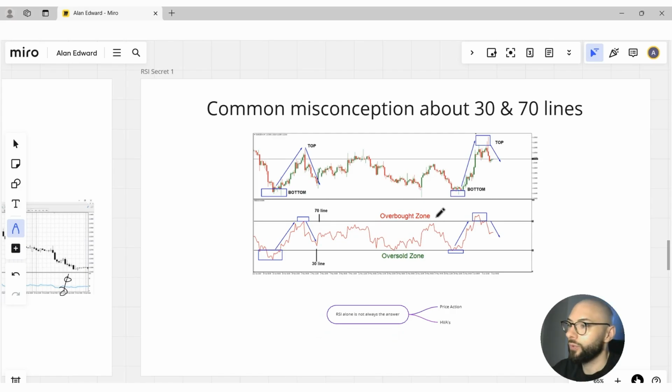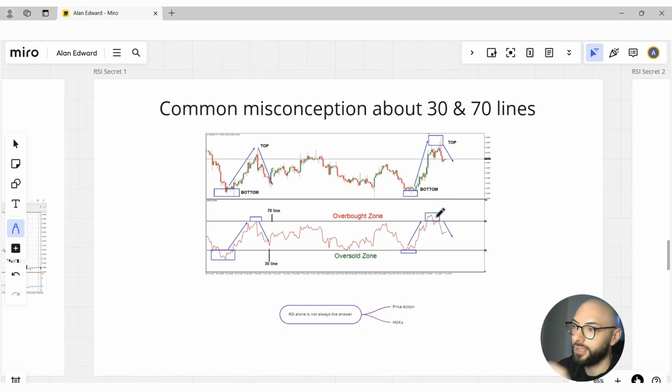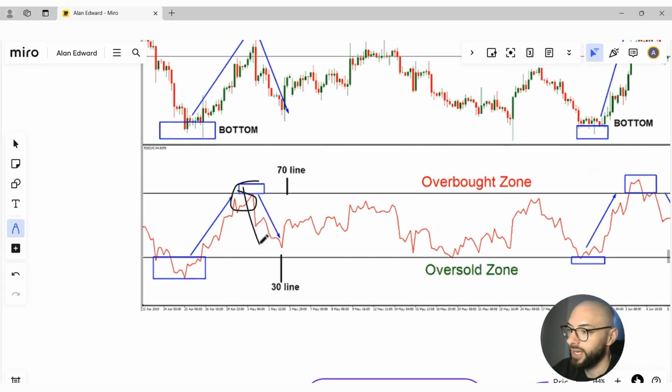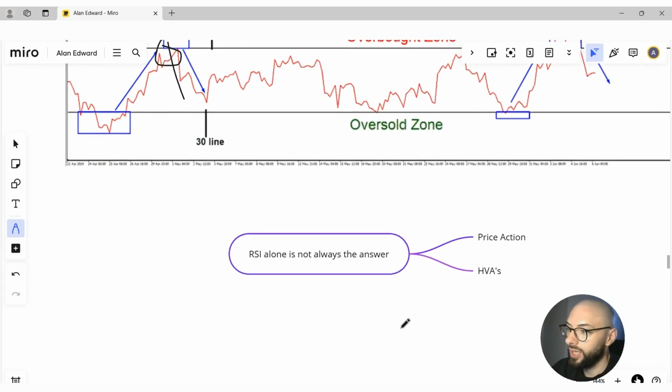So the RSI Secret 1 is basically to do with this common misconception that the 70-30 lines are the reversal point. So when it goes past the RSI, it's going to reverse. All right. That's not the case. It doesn't work like that. What you want to do is you want to add confluences to it. So things like price action or high value areas. So high value areas can be things like liquidity. It can be support and resistance, imbalance. When you combine that with the RSI, it increases the signal a lot more.